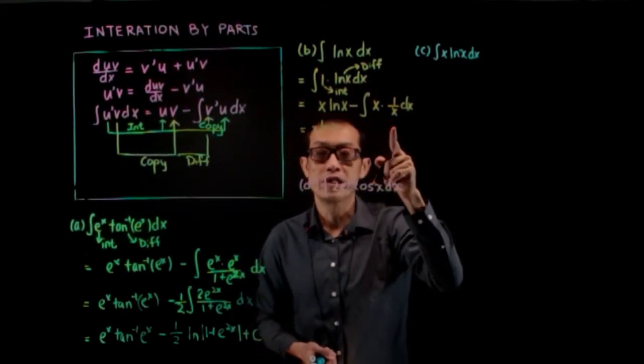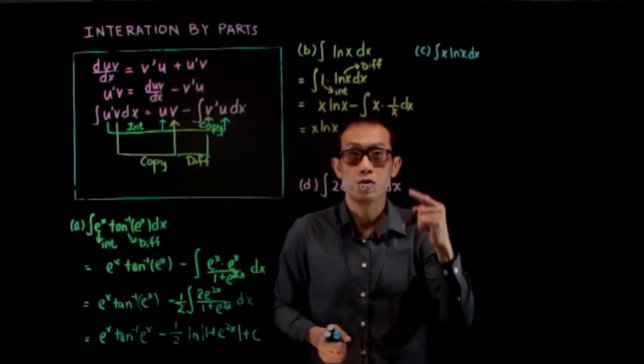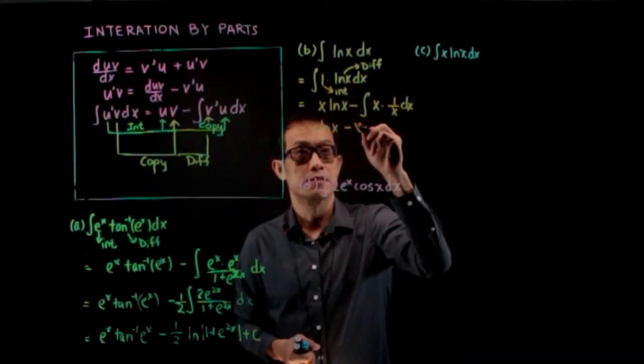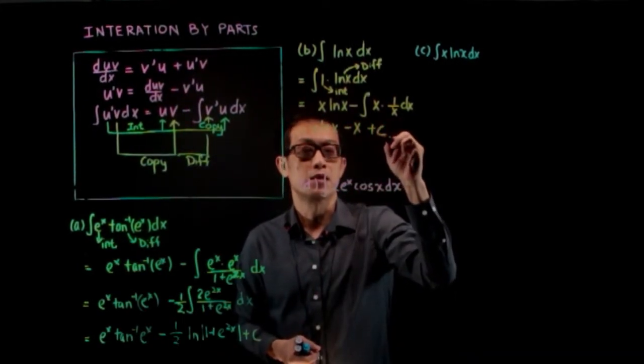Now what do you get over here? You get 1. So integrate 1 is x. Then you plus a constant.